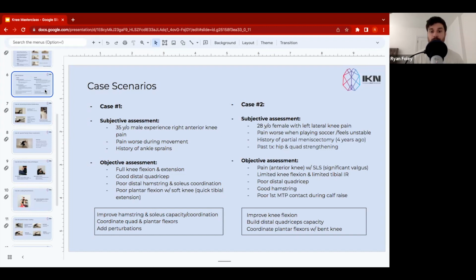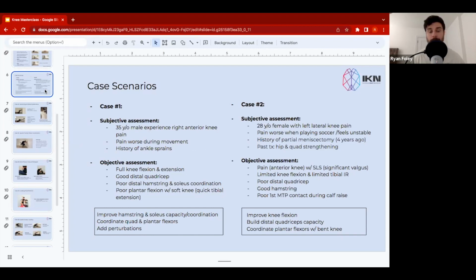So, moving into 2 case scenarios here. We're going to briefly discuss the subjective information, the objective information, and then use that information to help guide a certain thought process to determine what strategies the client may need to restore some level of variability on a muscular level and a kinematic level.